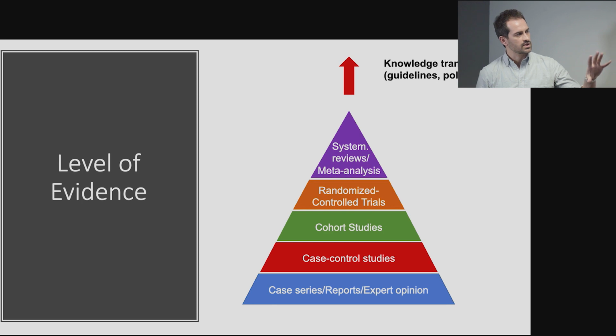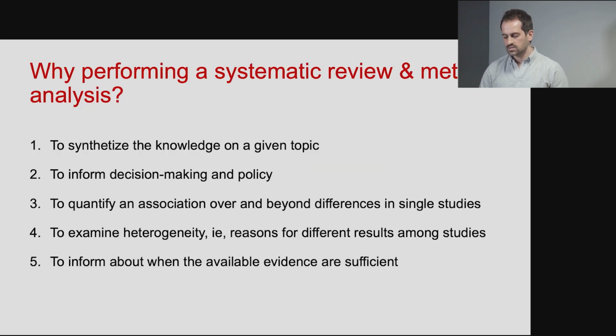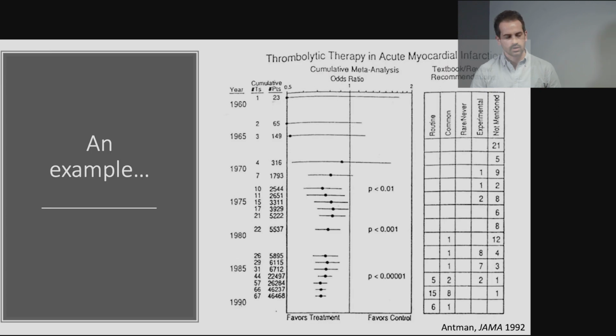So it is really a powerful design to inform someone who has to make decisions. Also, there is another reason: to decide when the literature is enough, when we have enough evidence to, for example, make a decision about an association. And I'll show you an example.